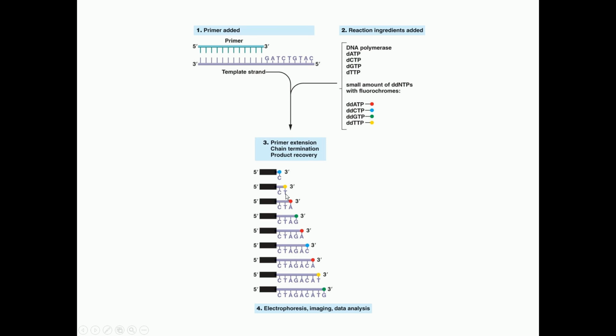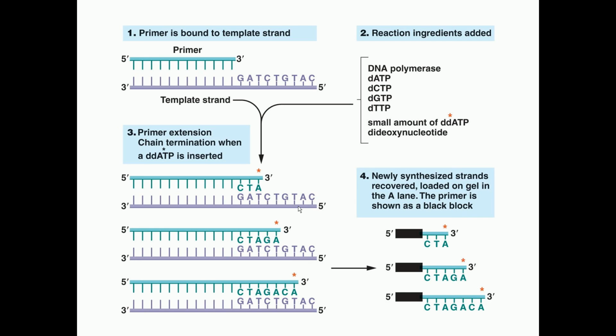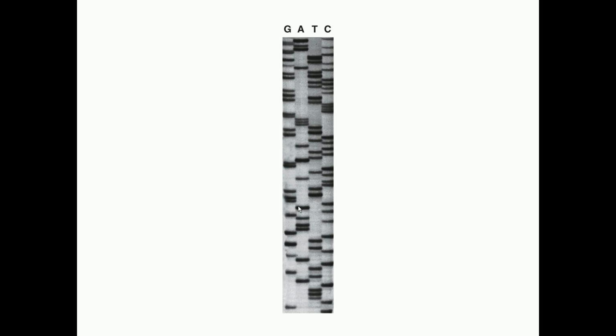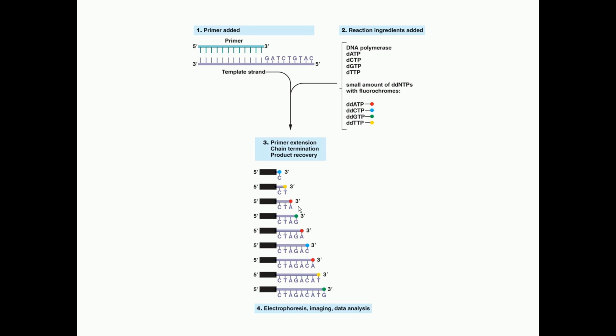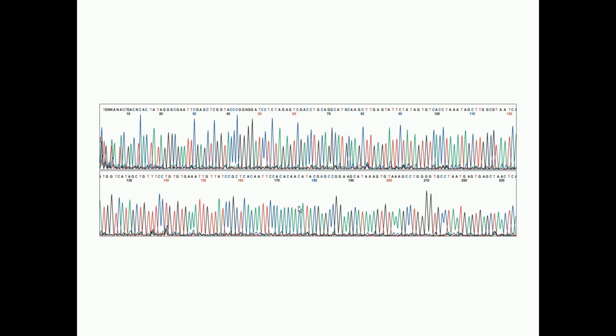So wherever C is there, it will give blue color. Wherever T is there, it will give you yellow color. Wherever A is there, it will give you red color. So on the basis of using these fluorescent dyes, there is no need to use 4 different tubes. The reactions can be done in one single tube, and the differentiation can be on the basis of the colors. And this is the kind of data you get.